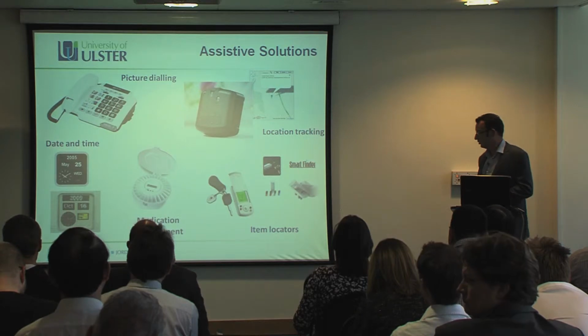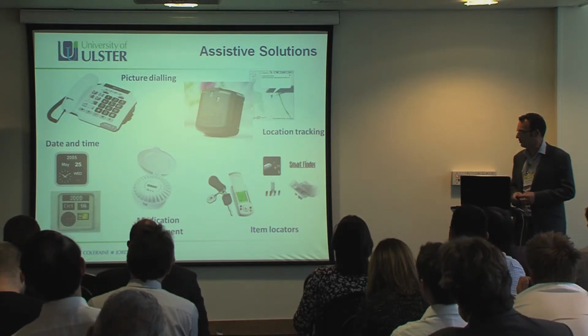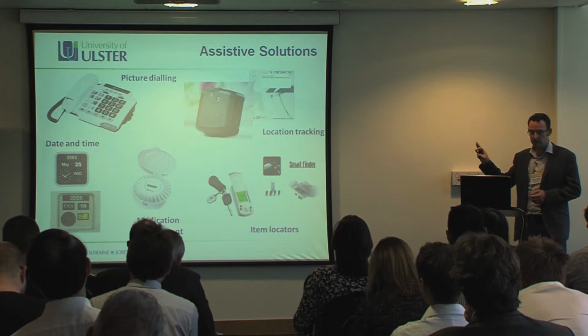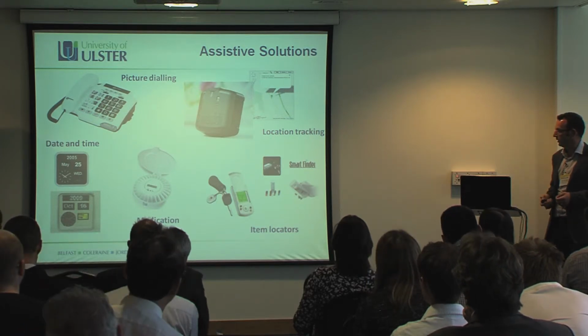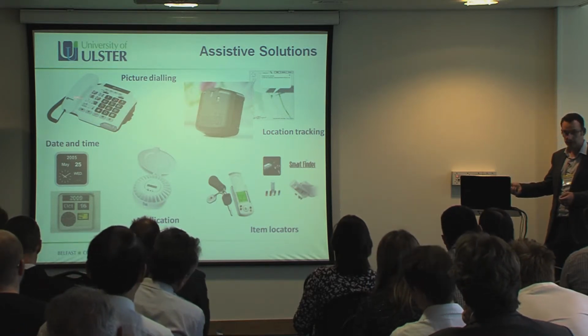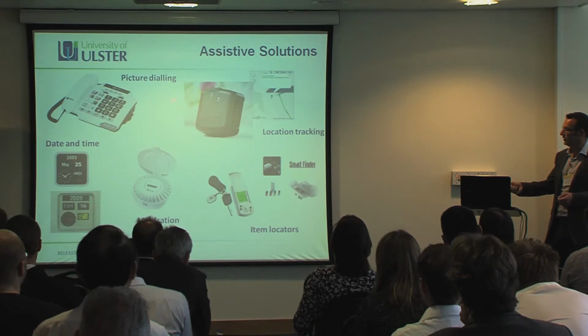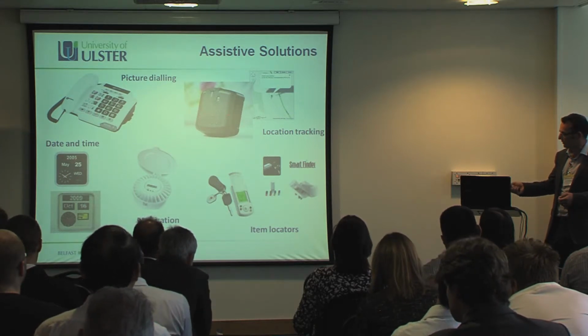So if you were to go, and I did a quick search on Amazon, you can buy any of these devices on Amazon today. You can buy a picture dialing telephone for someone with dementia. This is a wandering device with a fall detector.